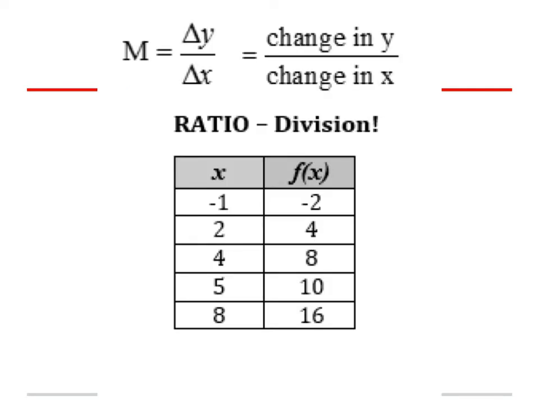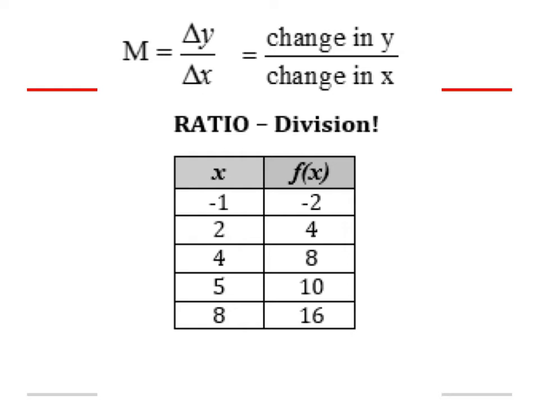So, underneath that tab, M stands for slope. M is the change in y over the change in x. This triangle here means change in. It's called a delta sign, so it's change in y over change in x. And it's a ratio, which means there's a division problem.